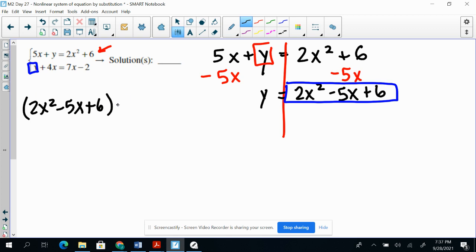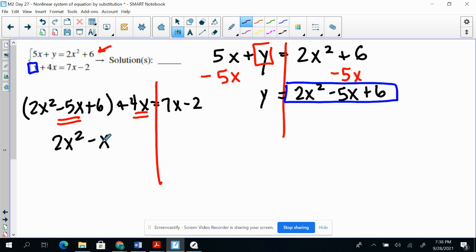So that whole thing is y plus 4x equals 7x minus 2. This 4x, these parentheses don't mean anything, just showing you that that is this blue box over here that got plugged in. So we want to combine like terms on one side before we move across the equal marks, in my opinion. So I have a negative 5x and a positive 4x. So now on the left side, I should have 2x squared minus x, and maybe you want to put that 1, plus 6 equals 7x minus 2.